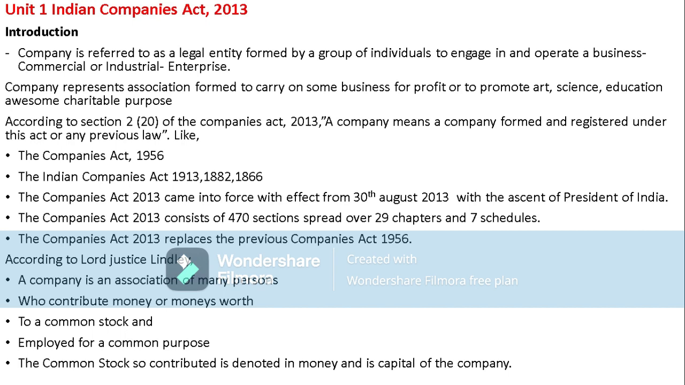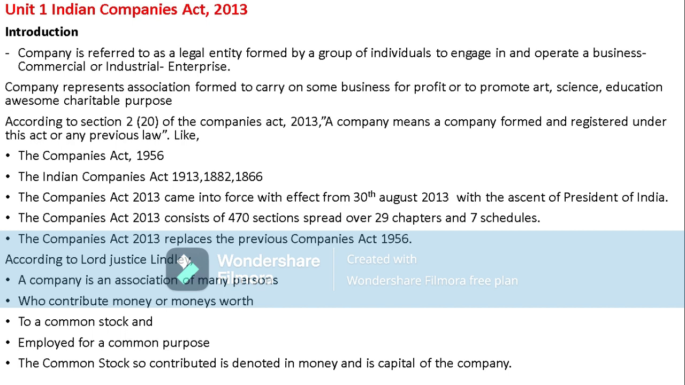Before 2013, we had the 1956 Companies Act. Under the 1956 Companies Act, we had 26 chapters, 658 sections and 15 schedules. Later, in the Companies Act 2013, chapters were increased from 26 to 29, sections were decreased from 658 to 470, and the schedules were also reduced from 15 to 7.